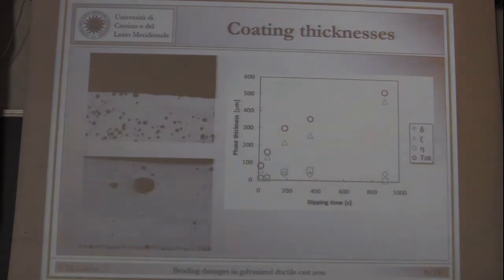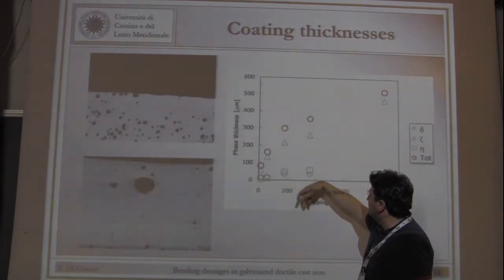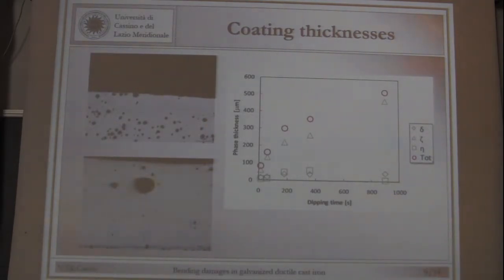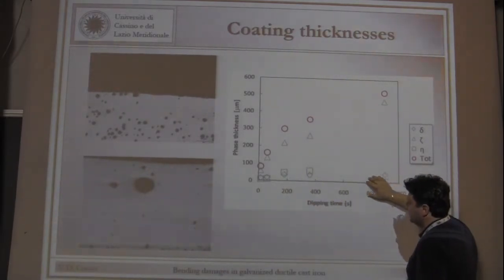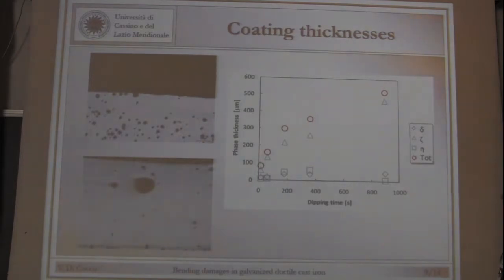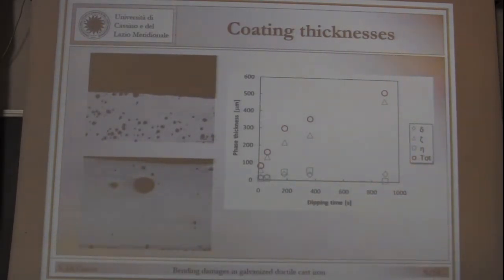And then we have explored other dipping times such as 1 minute, 3 minutes, 5 minutes and a quarter of an hour. The other intermetallic phases were quite little compared to the wall thickness of the specimen, and the main phase is the zeta phase, which characterizes the big percentage of the thickness.